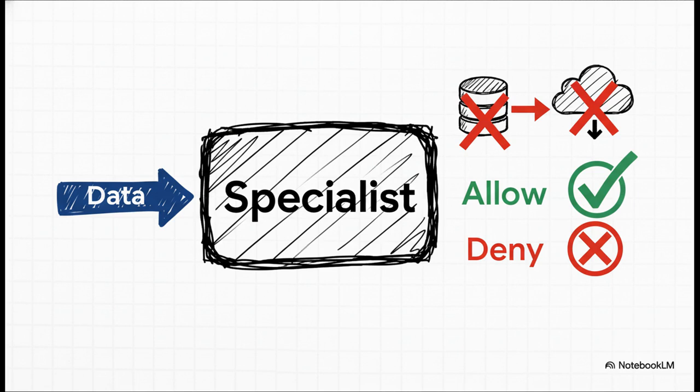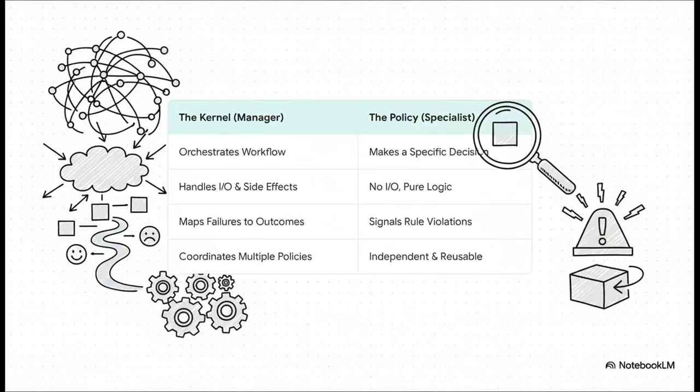No database calls, no network requests, no funny business. All the data they need to make a decision has to be passed right into them. And finally, their output is dead simple, just a clear allow or deny. So this table here, it does a great job of laying it all out side by side.